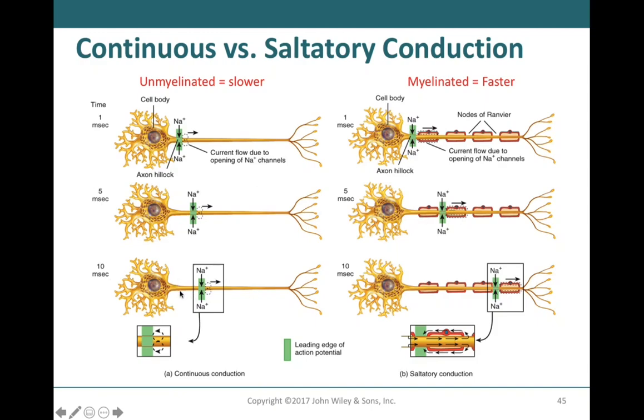unmyelinated axon hasn't really sent its action potential very far. However, with this myelinated neuron, you can see that with 10 milliseconds, we're almost to the end of our axon. So this slide is just to show you that myelination allows our action potentials to propagate much faster.